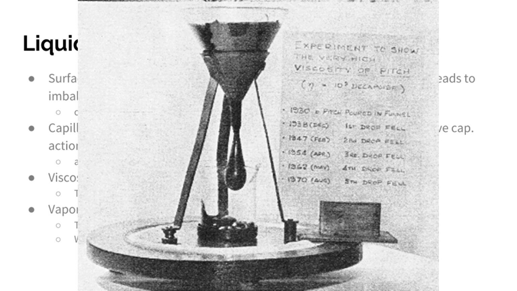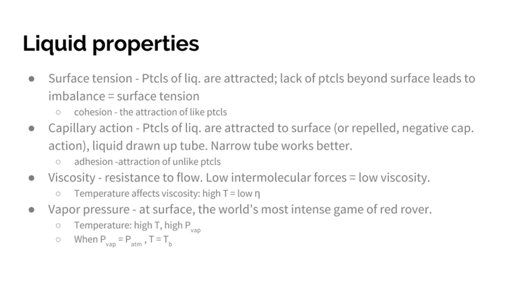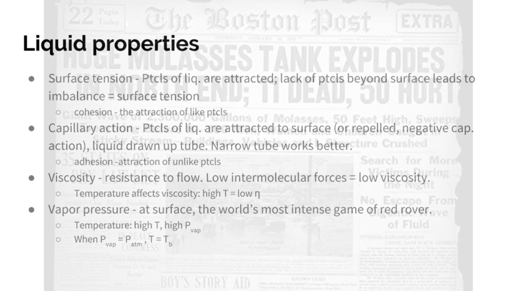Not incredibly interesting. In any event, viscosity varies with temperature. As you increase the temperature of a liquid, the viscosity will go down, meaning that it will flow faster. A hot liquid flows faster than a cold liquid, like molasses in January, right?